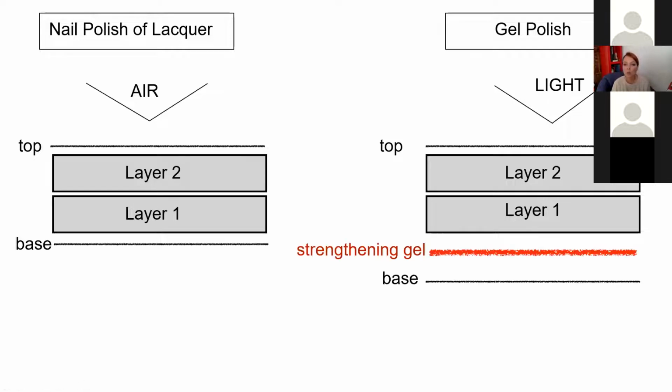The second point is, please try to apply the base and the first layer as thin as possible. Cure it as prescribed by the brand that you're using. And the second layer follows with beautiful coverage of color. And of course, top coat. Normally, the curing time for every layer is 30 to 60 seconds. Again, it depends on how highly pigmented the gels are.